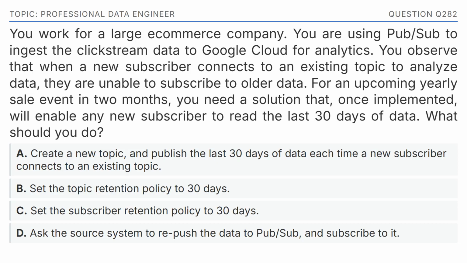What should you do? The options are: Option A, create a new topic and publish the last 30 days of data each time a new subscriber connects to an existing topic. Option B, set the topic retention policy to 30 days. Option C, set the subscriber retention policy to 30 days. Option D, ask the source system to re-push the data to Pub/Sub and subscribe to it.